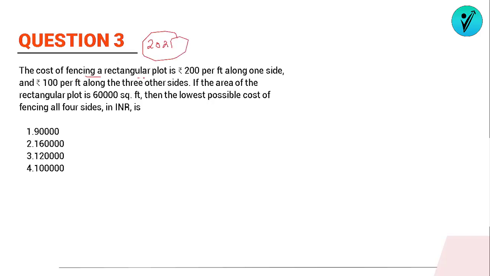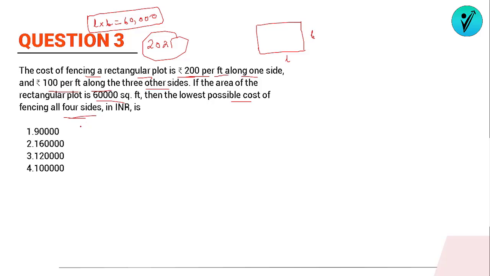The cost of fencing a rectangular plot is rupees 200 per feet along one side and 100 per feet along the 3 other sides. Suppose we have a rectangular plot. Suppose this is the length and this is the breadth. The cost of fencing a rectangular plot is 200 per feet along one side. So for any one side the rate is 200 and for the other 3 sides it is 100. The area of the rectangular plot is 60,000. It has been given that length into breadth, the value of length into breadth is what? It is 60,000 square feet.